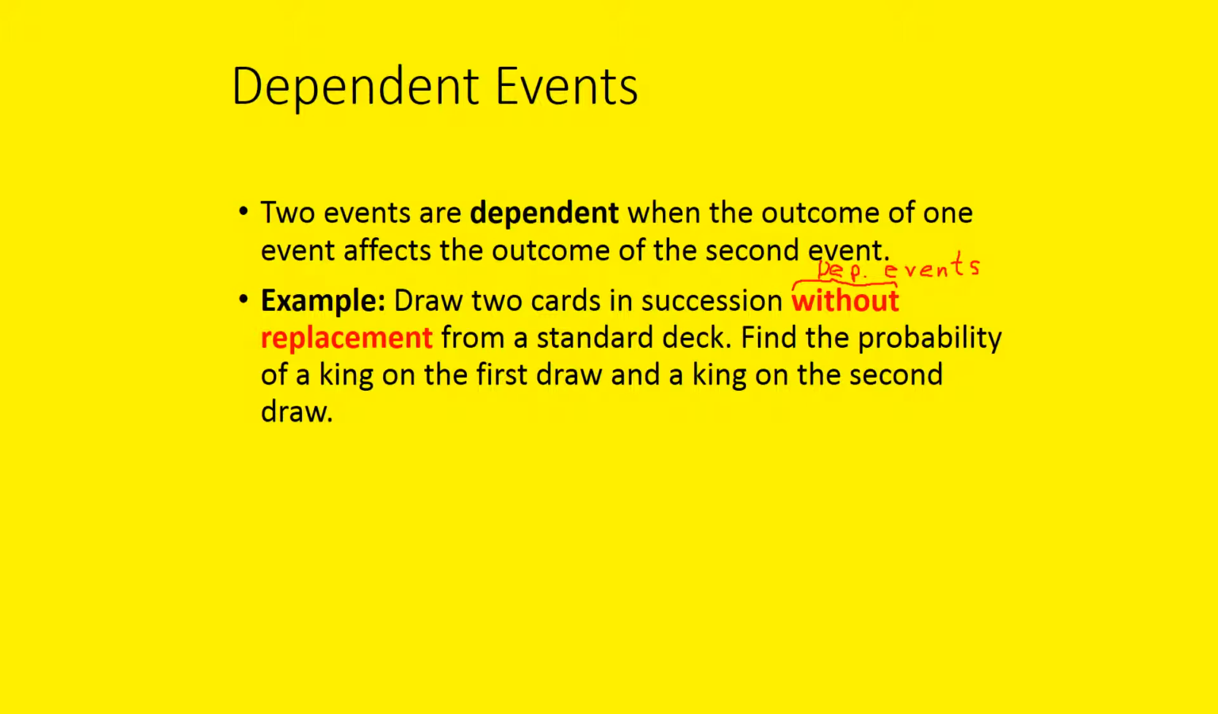From a standard deck, 52 cards, 4 suits, 13 cards each suit. Hearts, diamonds, clubs, and spades. Ace through 10, and 3 face cards in each suit. Find the probability of king on the first draw, king on the second draw.